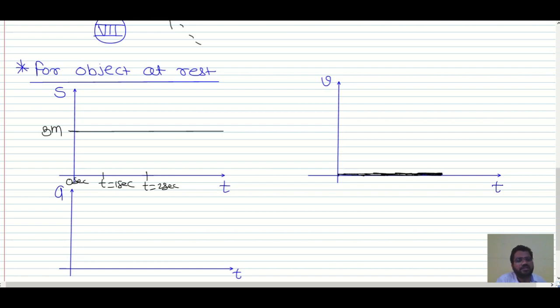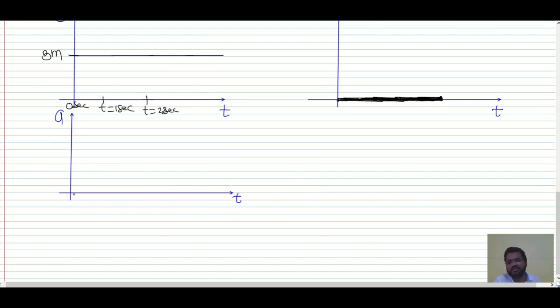As velocity is 0, acceleration must be then 0. In this case, acceleration must be 0. It is not a retarded case. It is object at rest we are taking, so that's why acceleration will be 0.